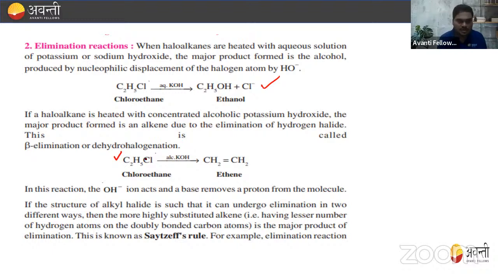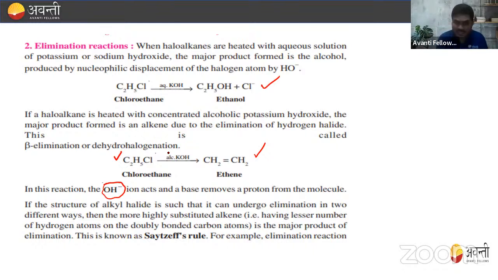And when we treat chloroethane with alcoholic KOH, what will form, beta? Ethene will be formed. So in this reaction, the OH negative ion, remember this point beta, very important. In this reaction, the OH negative ion acts as a base and removes a proton. Always remember, the ion acts as a base and removes a proton from the molecule.